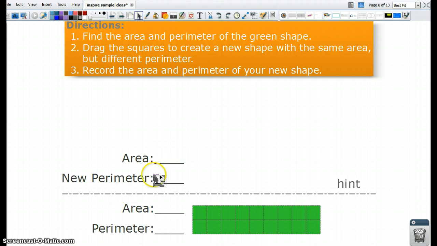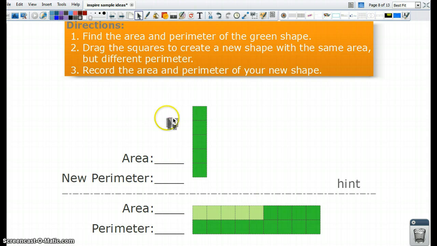This type of page is also great for modeling, in this case, area and perimeter. The students can see, well, they count the area, they count the perimeter. Then as we move some of these up here, we can try to find, well, as the area always stays the same, the perimeter changes.